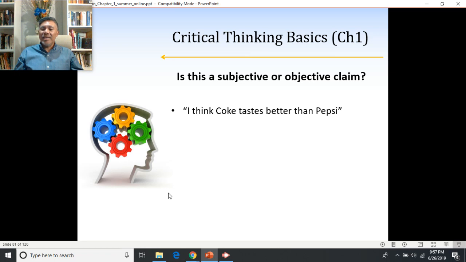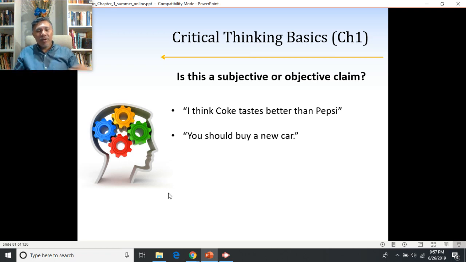Tastes better than Pepsi. Is that a subjective or objective claim? Well, you could take a bunch of people and ask them, does Coke taste better than Pepsi? They're going to vary because it's a subjective sort of claim. It's a claim based upon somebody's personal preference, so subjective.